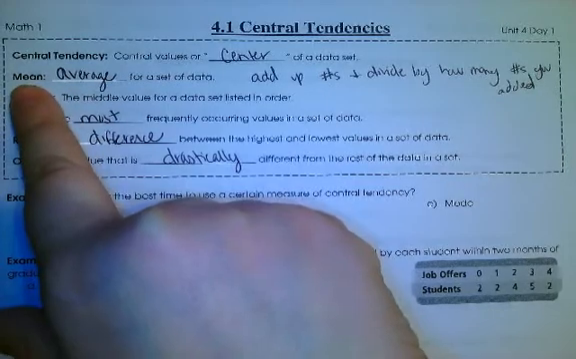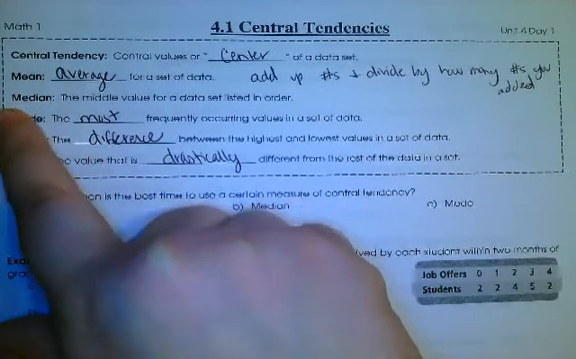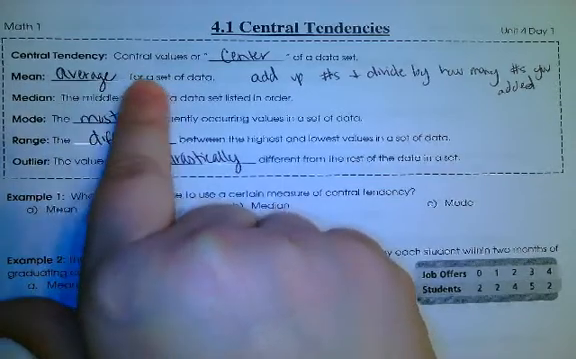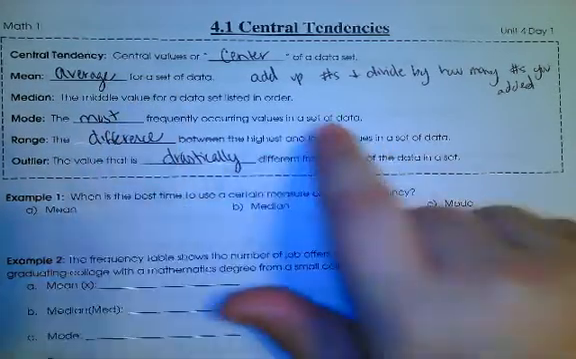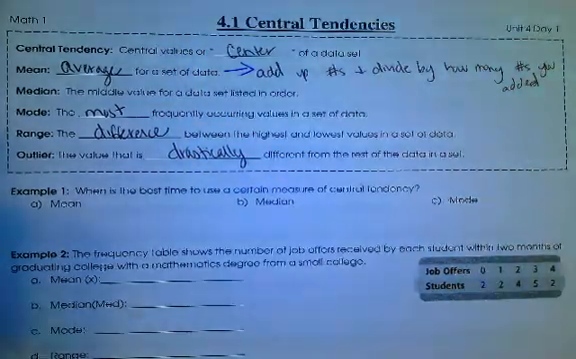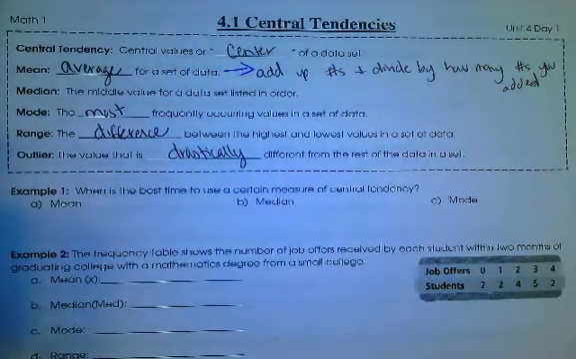There are three types of central tendency numbers. There's the mean, the median, and the mode. To find the mean, you find the average for a set of data. And if you didn't know how to do that, you add up numbers and divide by how many numbers you added.